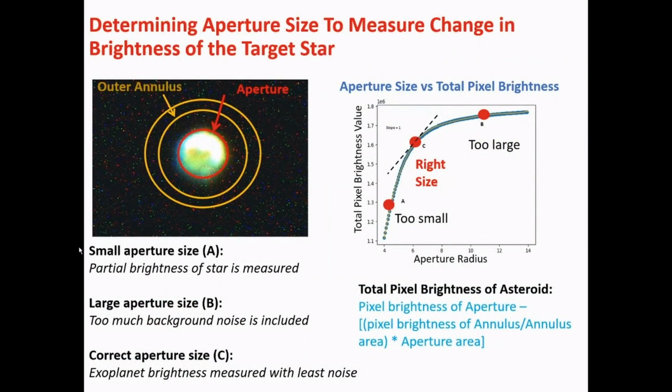But now I wanted to actually find the brightness of the exoplanet and see how it changed over time. So to do this, I created apertures of different sizes around the exoplanet. I created an inner aperture, and this was to measure the brightness of the exoplanet itself, as well as an outer annulus to measure the background noise. Subtracting the two would give me the pixel brightness of the exoplanet. Finding the right size of the aperture was complex because you didn't want it to be too big or it would contain too much background noise, and you didn't want it to be too small either, otherwise it wouldn't contain the full object. So I used analysis and modeling to find the right size.